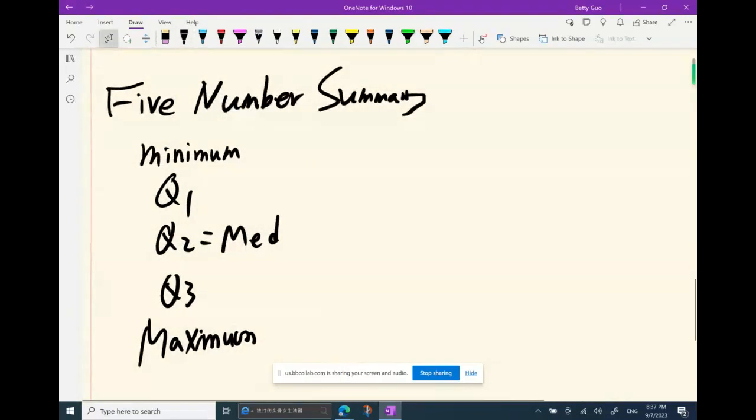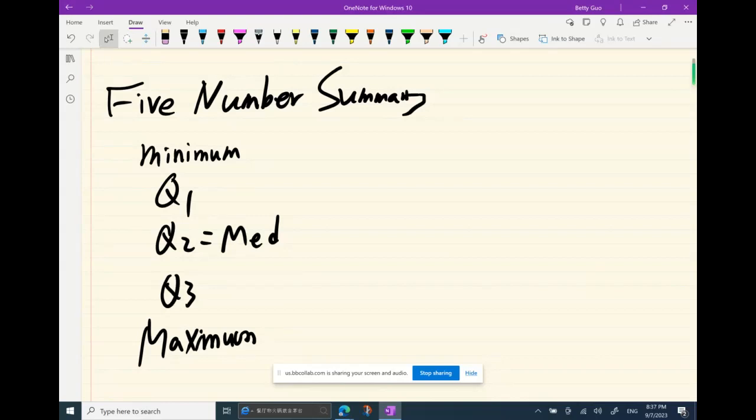Those 5 values are the 5-number summary. A summary means a shortcut, right? So basically, it gives you the distribution of the data set. What are the 2 extreme values? What's the smallest value? What's the biggest value? And then which value is in the middle? How do we find the value right in the middle? And then what's the median of the lower half? What's the median of the upper half?